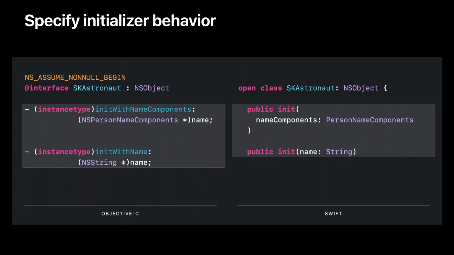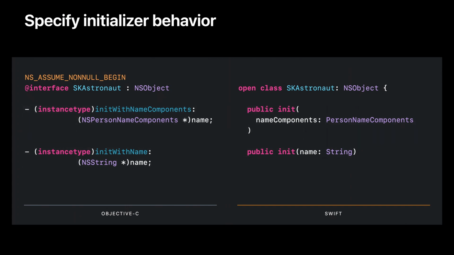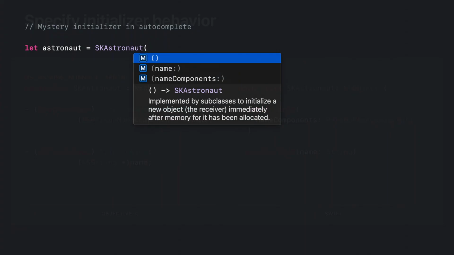It stands to reason that one of these initializers probably calls the other. And yet, if you subclass SK Astronaut, Swift will make you override both of them. That seems a little unnecessary. But there's actually a second issue with this class's initializers, one that isn't visible in the generated interface. If you look in SK Astronaut's code completion, you'll see a third initializer with no parameters. This init isn't in the generated interface, and it's not in the original header either. It seems like it came from outer space.